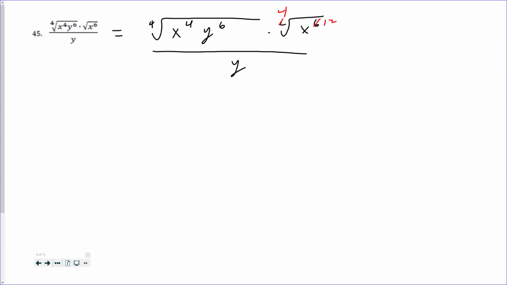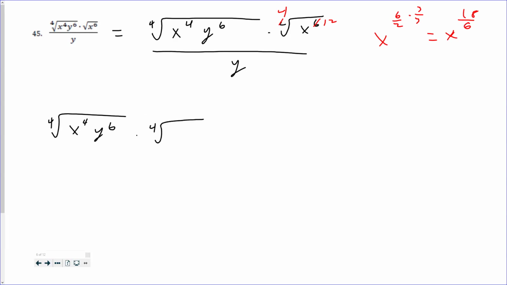What you're essentially doing is that I have x to the 6 over 2. I'm multiplying top and bottom by 2 to get 12 over 4. It's the same exact thing, but it's a way to do it without converting to exponents. If you multiply the root, you multiply the exponent. It's just like multiplying the top and bottom of a fraction. So what you get is the fourth root of x to the fourth, y to the 6th, times the fourth root of x to the 12 over y.